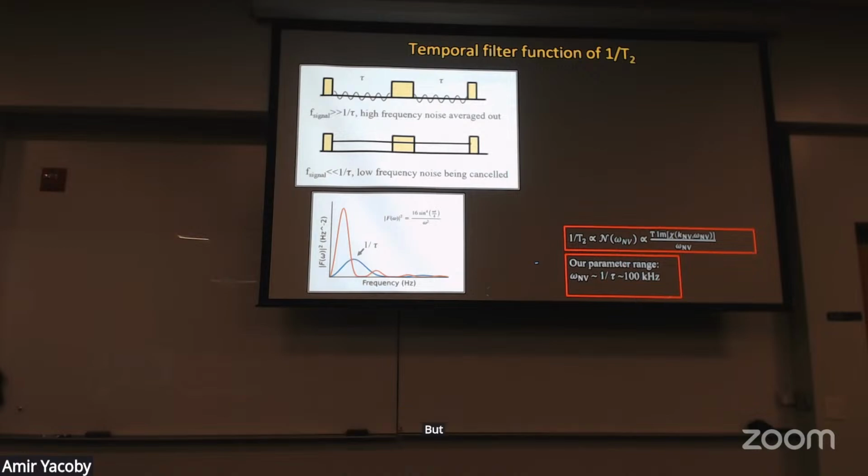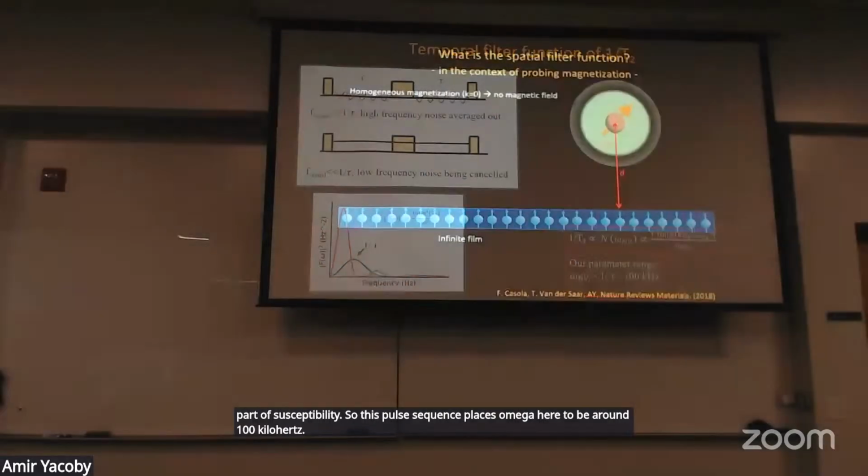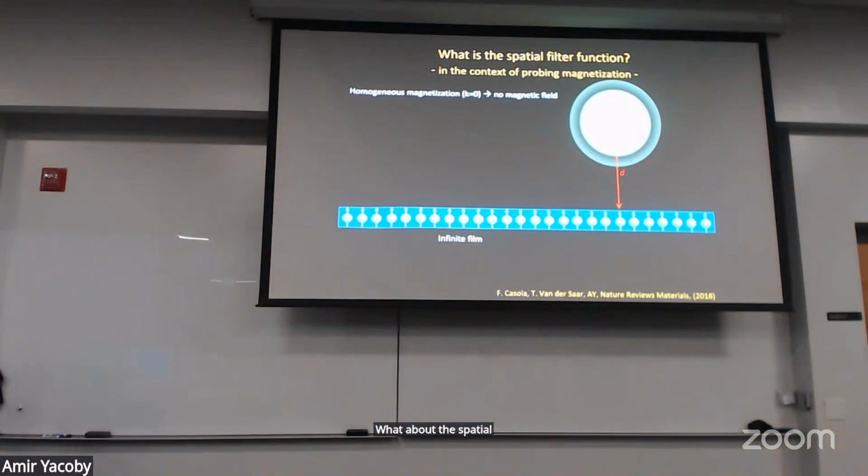But nonetheless, this is what we're picking. Remember this formula, imaginary part of susceptibility. So this pulse sequence places omega here to be around 100 kilohertz. What about the spatial dependence?